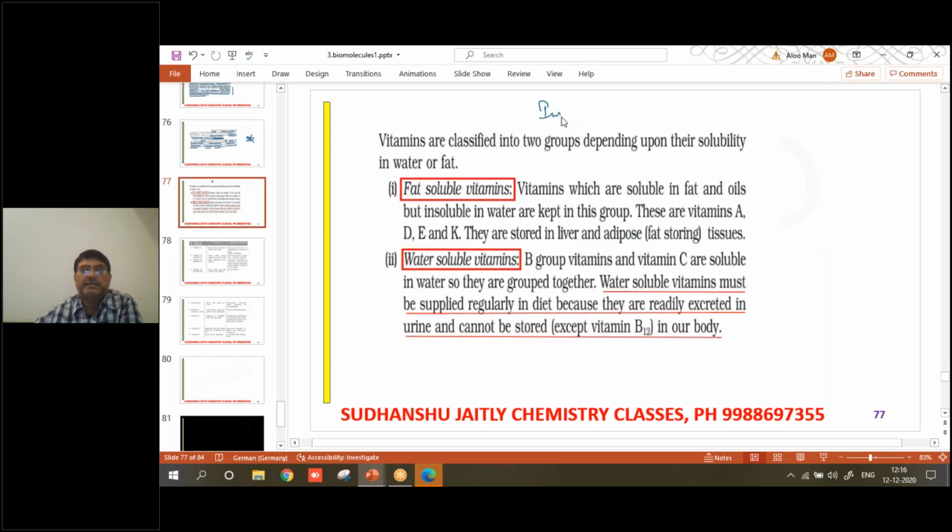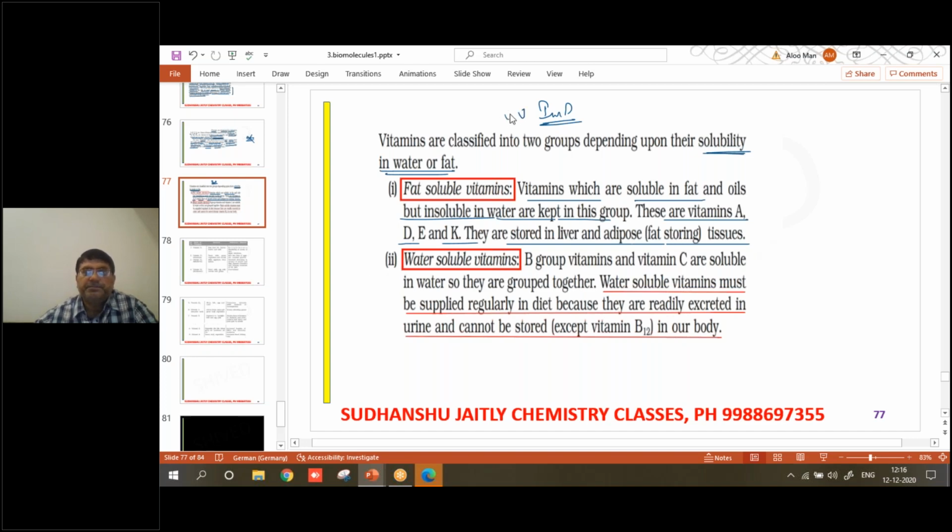Vitamins are classified into two groups depending upon their solubility in water or fat. Fat soluble vitamins, which are soluble in fat and oils but insoluble in water, are kept in this group. These are A, D, E, K. They are stored in liver and fat. That is, they are found wherever fat is present.